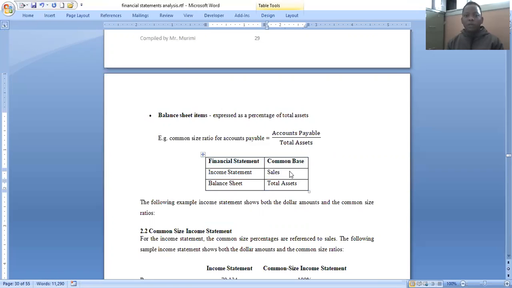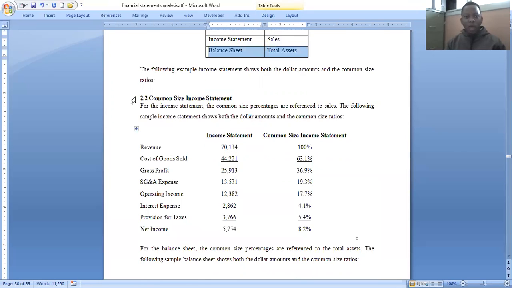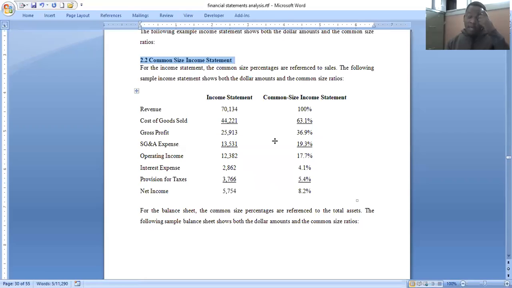The common base for the income statement is sales, and the common base for the balance sheet is total assets. So we can have an example to illustrate that. A common size income statement is one where we have all the items in the income statement expressed as a percentage of total sales.